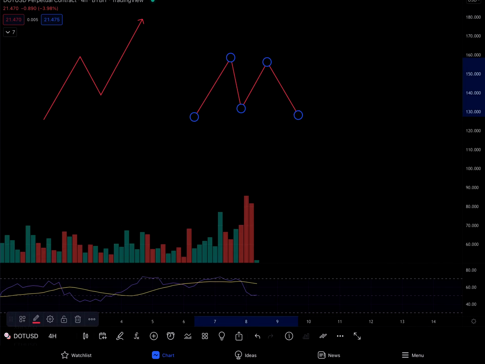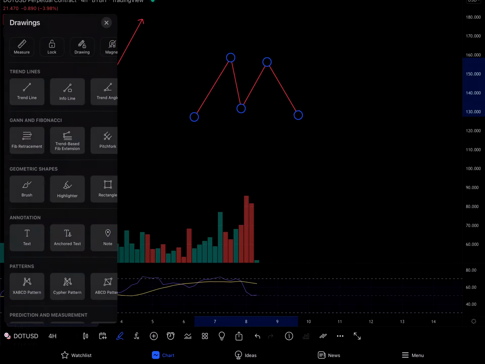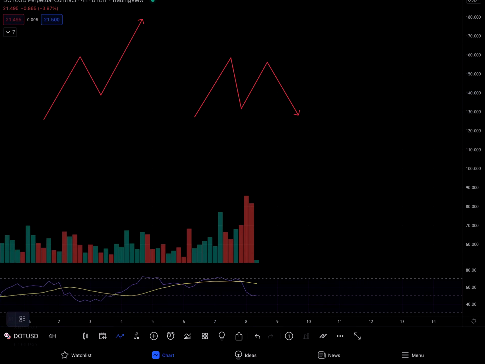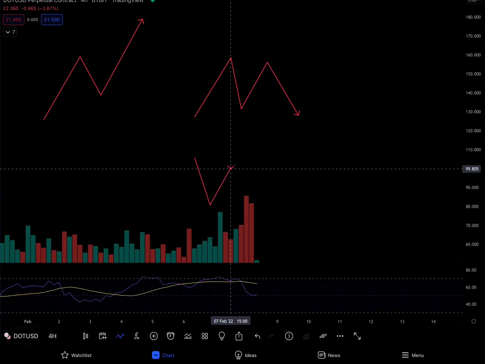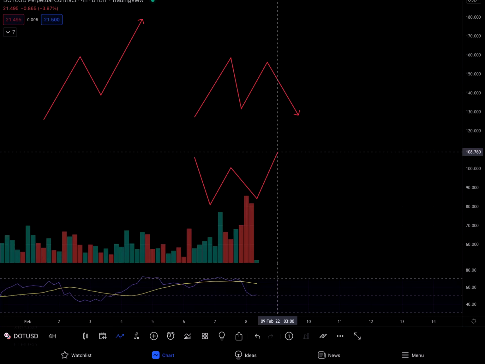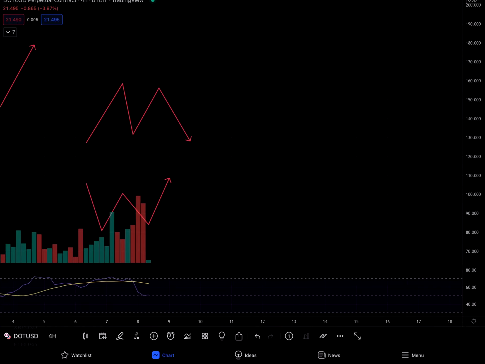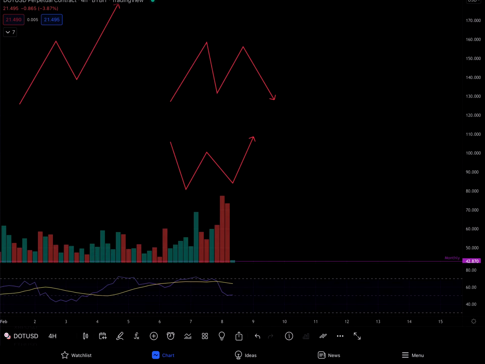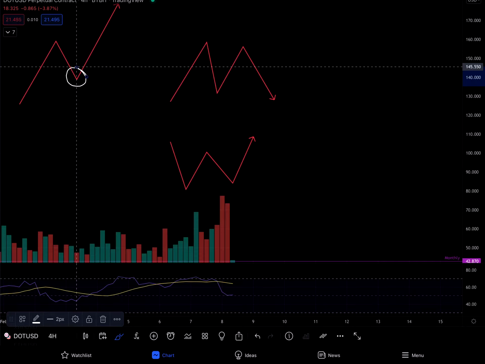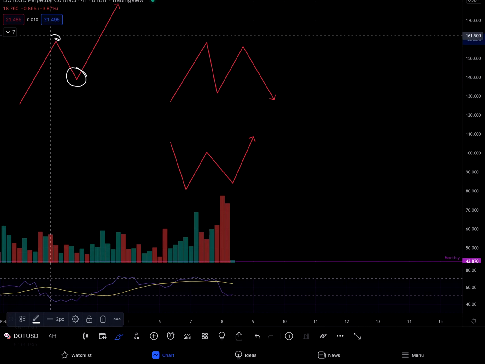Swing failure M. And swing failure W. And I like to play those because that gives me the best entry point for this, and for this, if I'm playing continuation.